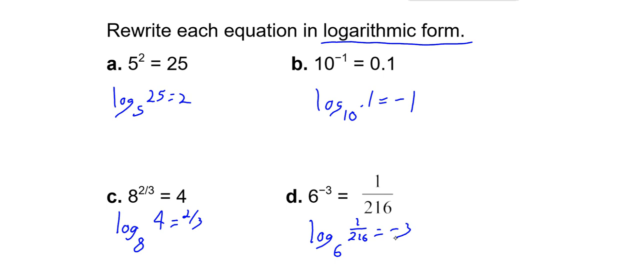So my self-check for really quickness is my bases. So 5 is my base, 8 is my base, 10 is my base, 6 is my base. And the answer to a logarithm is always an exponent. 2, solution, 2. Exponent, solution, 2/3. Exponent, negative 3, negative 3. Exponent, negative 1, solution, negative 1.